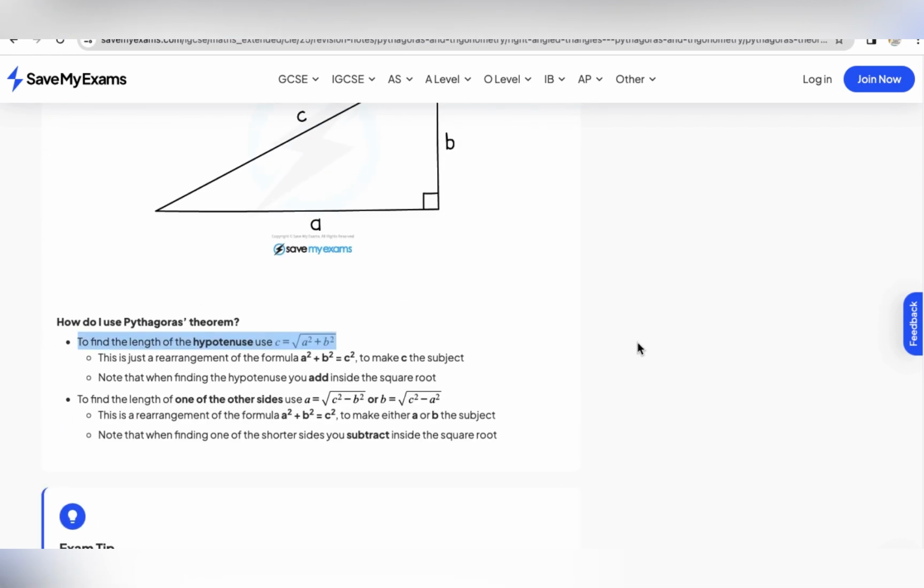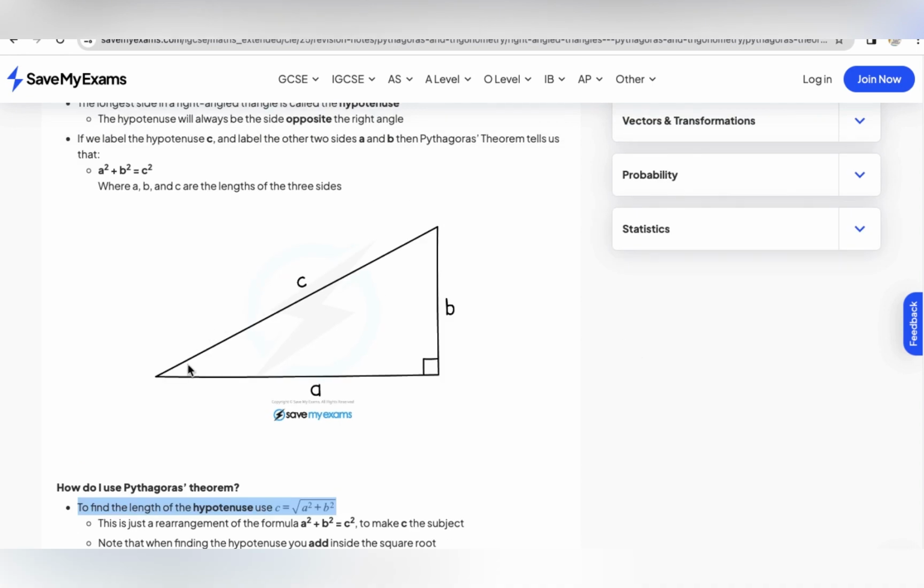Once you're able to find the longest side or any side, if you are given the A side and B side, you say A square plus B square equals C square. But if you are asked to find A, and they didn't give you A, they gave you C and B, you say C square minus B square.